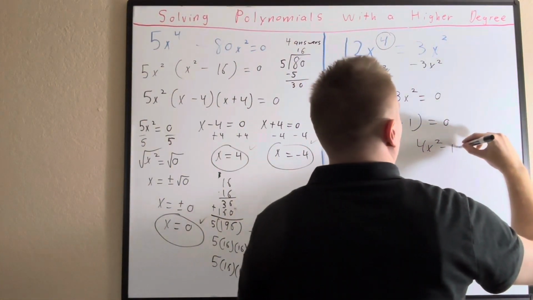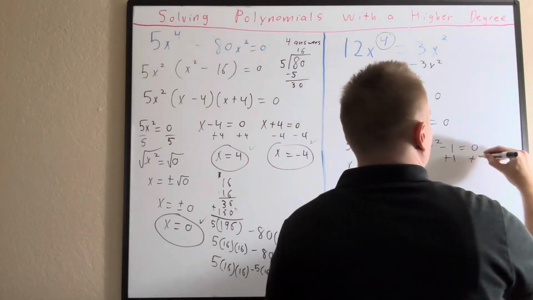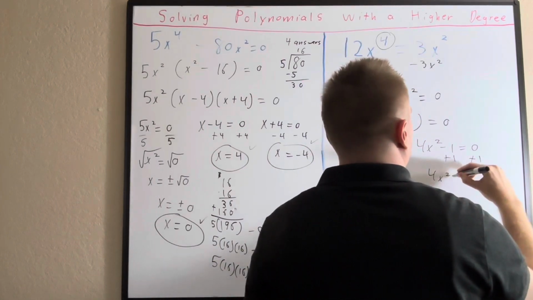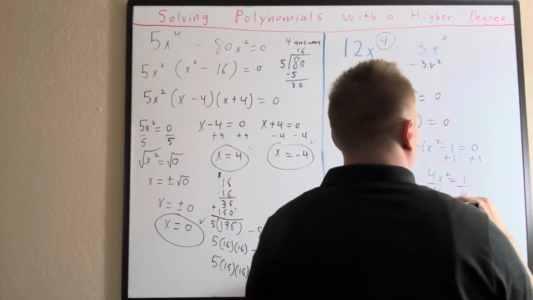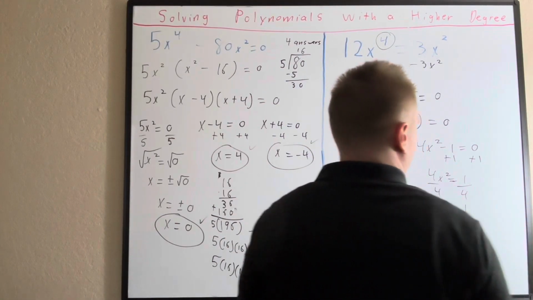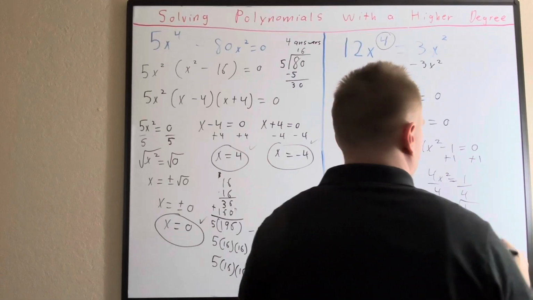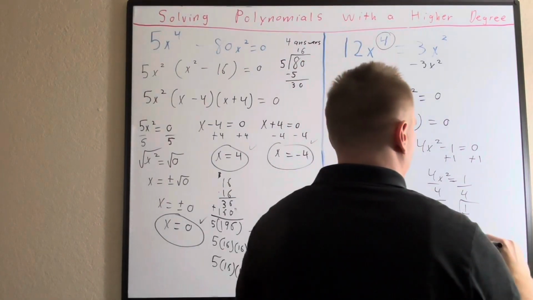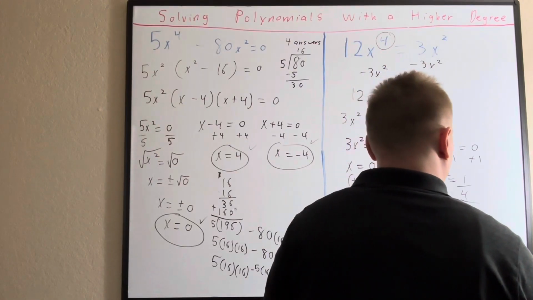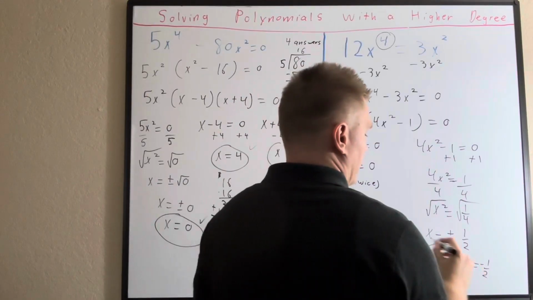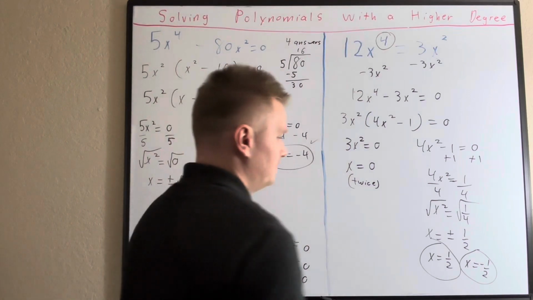4x squared minus 1 equals 0. That's the other factor. Add 1 to both sides. 4x squared equals 1. Divide both sides by 4. X squared equals 1 over 4. Square root both sides. X equals positive negative square root of 1/4, which is 1/2. So x equals 1/2 and x equals negative 1/2. And that accounts for 1, 2, 3, 4. All 4 of our answers.